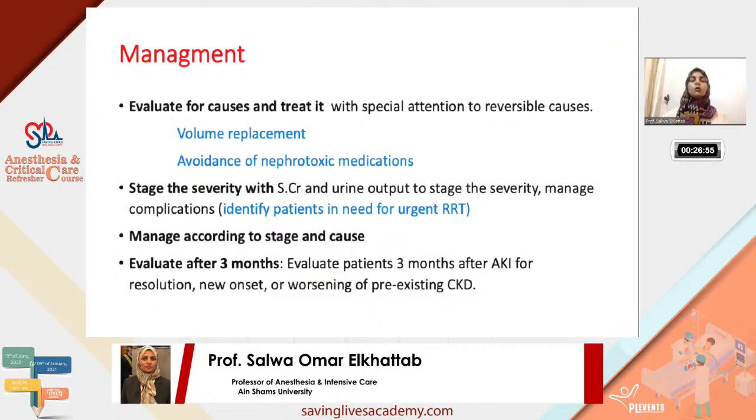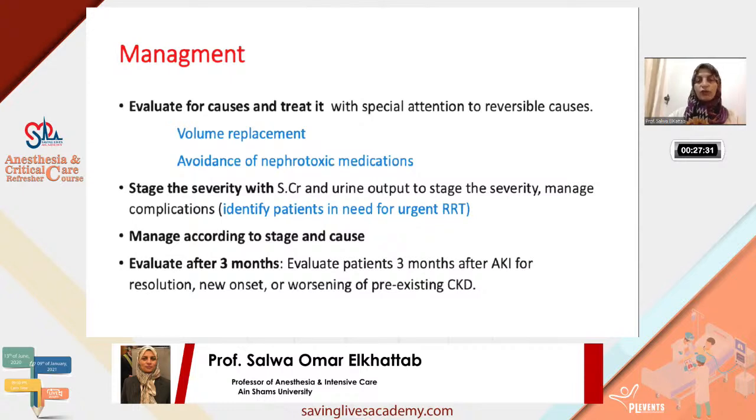What should we do to manage our AKI patients in a critical care setting? First of all, you have to search for the cause which precipitates this illness, if it is present, and manage it. Reverse the cause, and you might have improvement in the condition. Like in our case, this lady came with hemorrhagic shock. She was having hematemesis and melena, and she was hypotensive, going into shock. Replacement of her blood loss and controlling this hemorrhage will improve her condition.